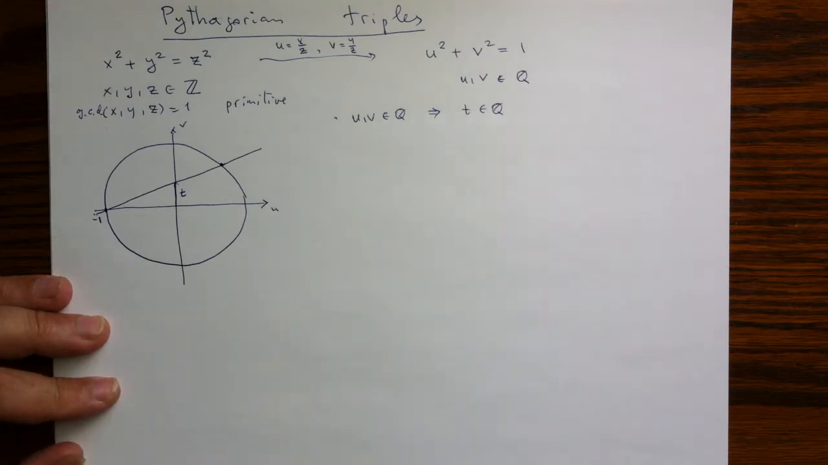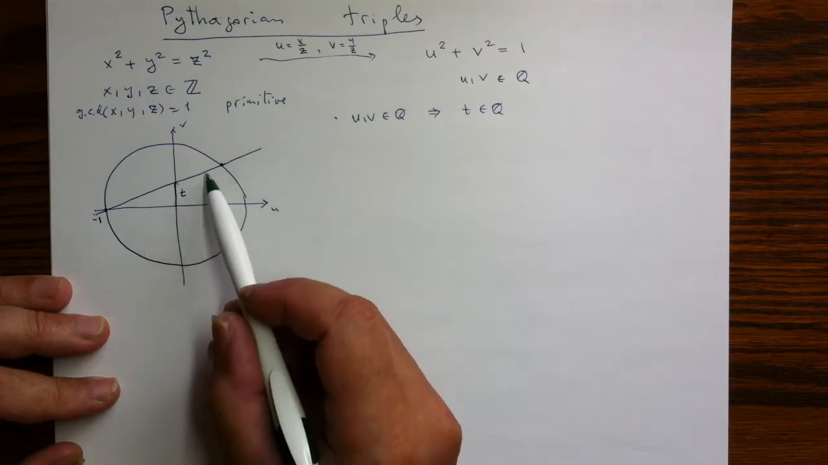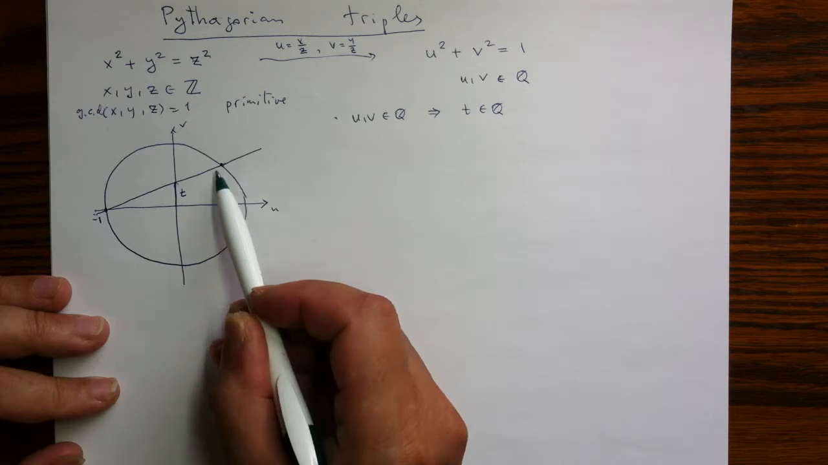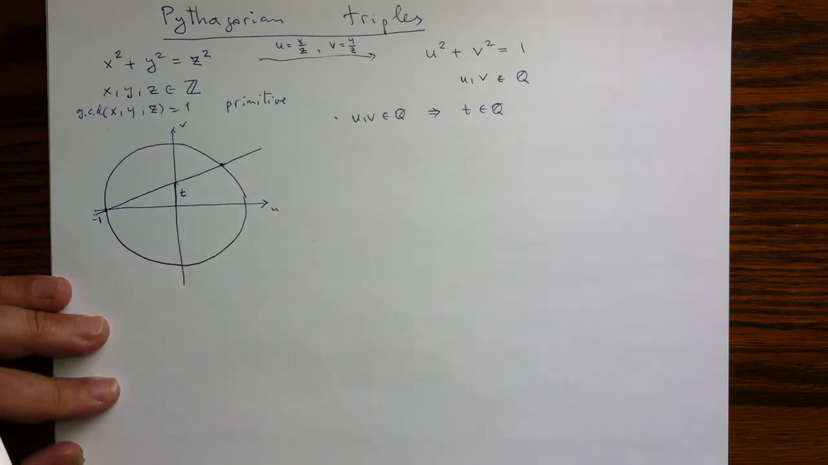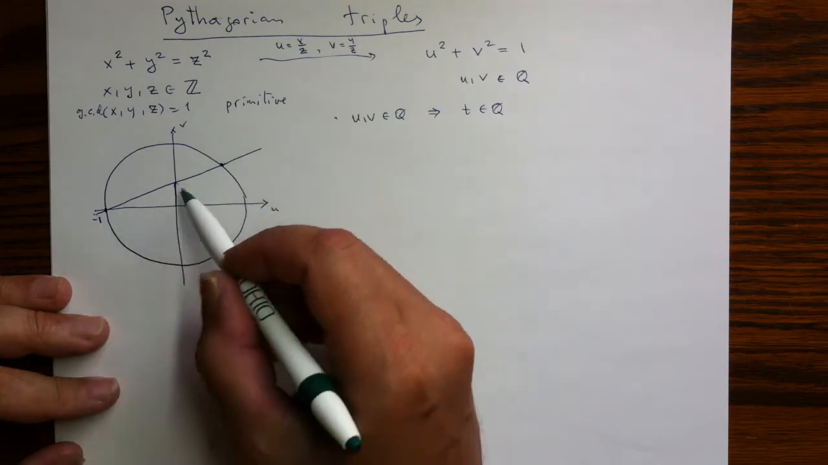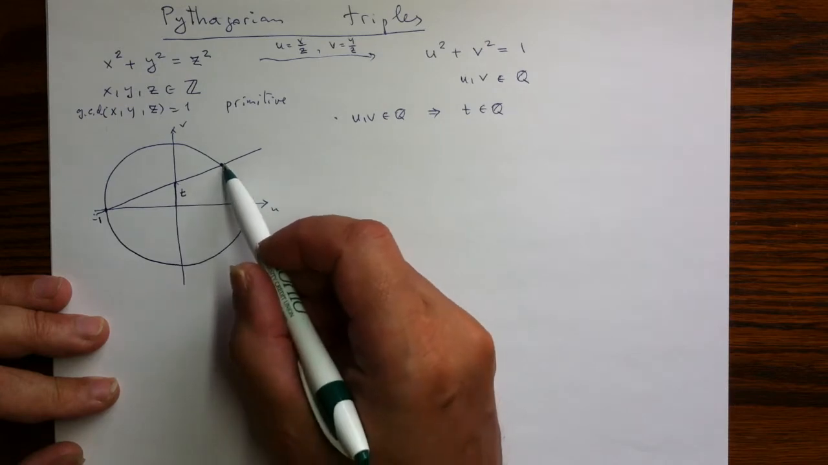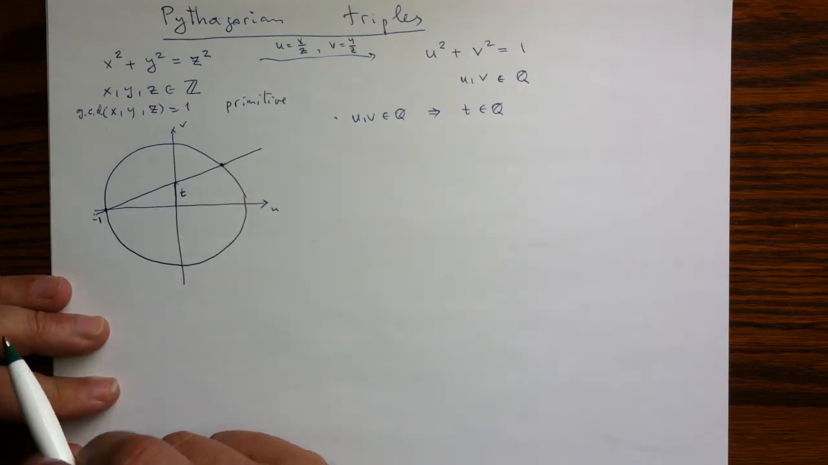The converse is also true, but to prove the converse, we will have to find really the expressions for u and v in terms of this height t. So let's see how we can compute, knowing this number, the coordinates u and v, and what will be the expressions.